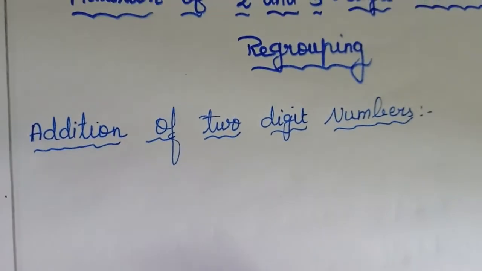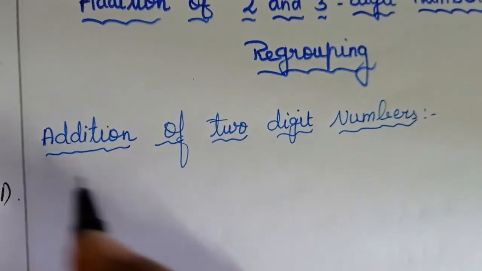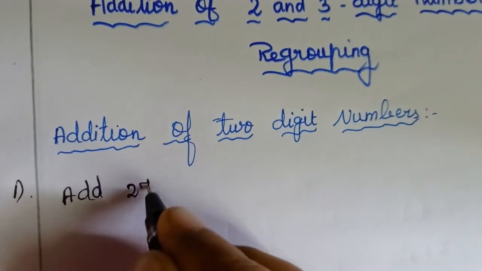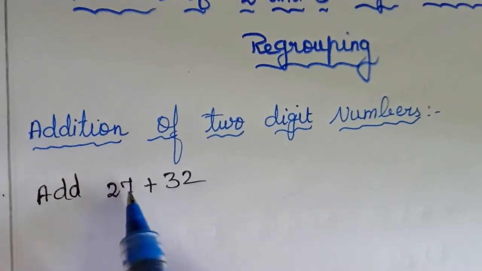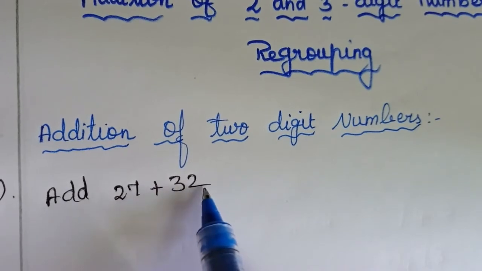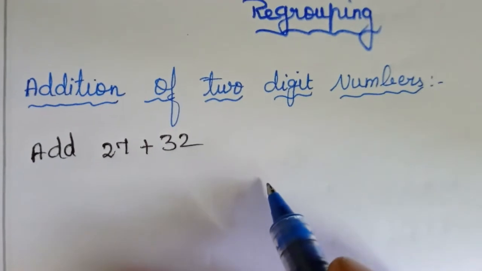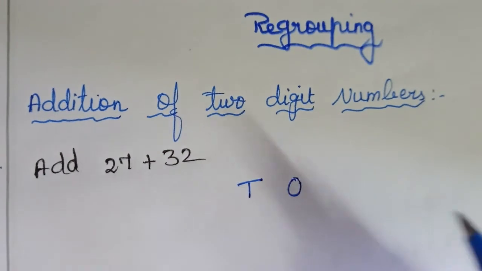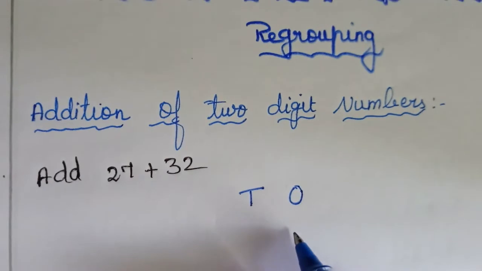Children, listen carefully. First, we are going to see the addition of two-digit numbers. The first question is add 27 plus 32. These two numbers are two-digit numbers, that means they have ones and tens. So first write the place value chart, ones and tens. In the first number the ones value is 7.